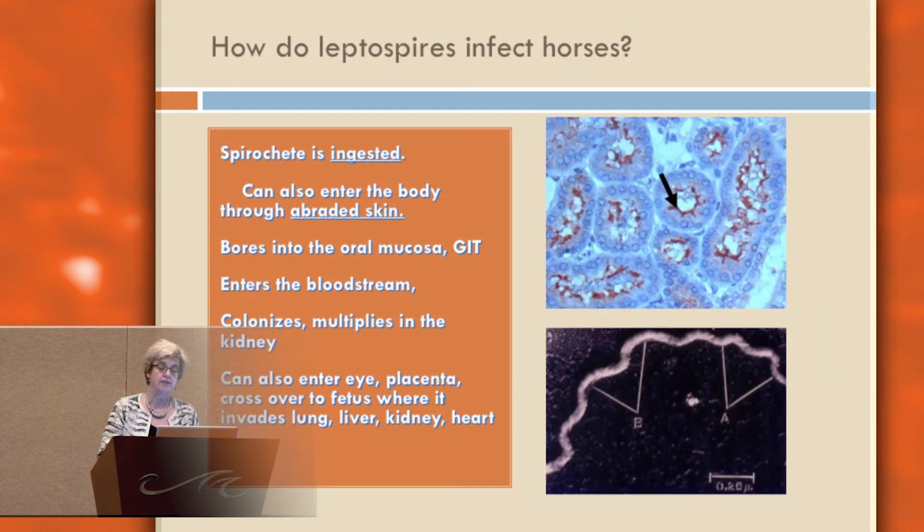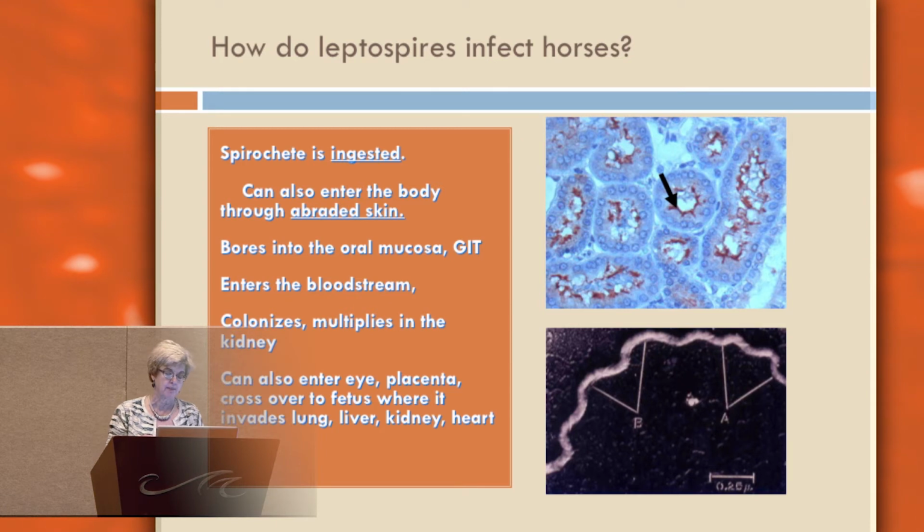How do they infect horses? Well, just remember, they look like a corkscrew. And what do you do when you put a corkscrew in a bottle of wine? You twist it until it bores right in, and they do exactly the same thing in the horse. So usually the horse just happens to get it in its mouth, and then the boring starts. But it can also happen on abraded skin. So if a horse is standing in pond water or crossing a creek or something like that, the same thing can happen. It colonizes and it multiplies in the kidney.